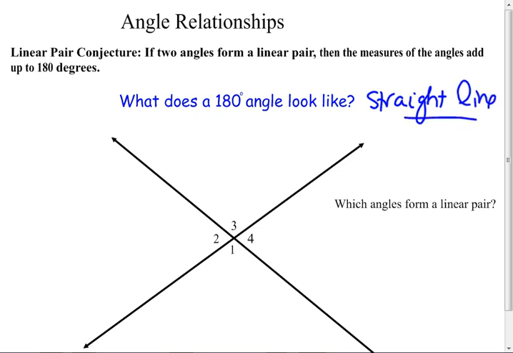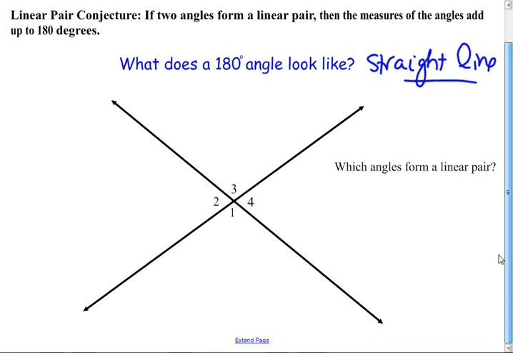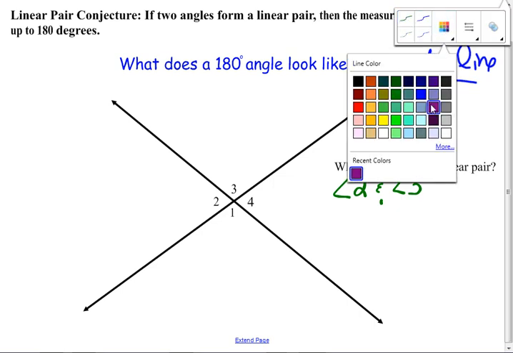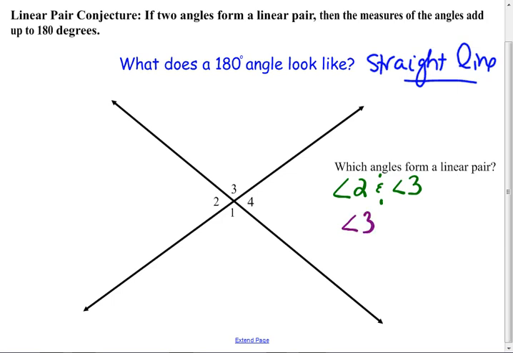That we will assume. When you draw a line, even if you don't draw it straight, you're going to consider it straight. Okay, which angles form a linear pair here? Which ones make a line? Angle 2 and 3. Are there more pairs? Angles 3 and 4.